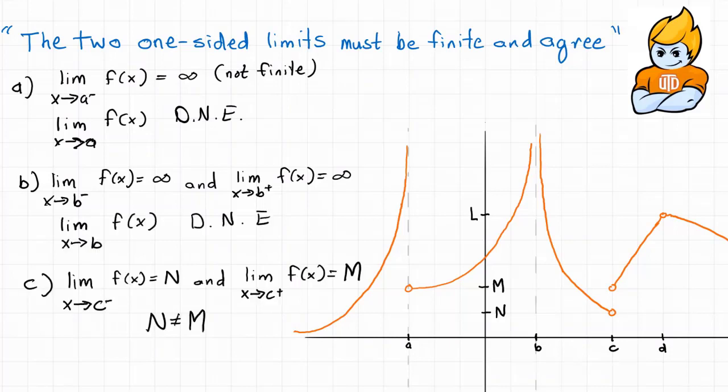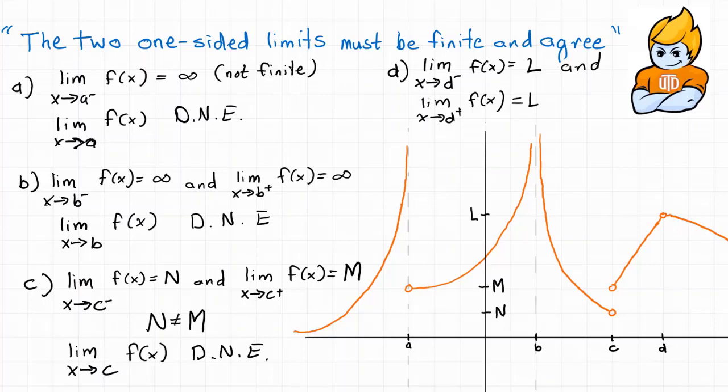At point C, both one-sided limits are finite, but they're not equal, so again the limit doesn't exist. At point D, both one-sided limits are finite and are equal to the same number L. So we can conclude that the limit of f as x approaches d is equal to L without specifying from which direction we're approaching d, as it's unnecessary. Even though this video was somewhat conceptual, the next video consists of worked examples.